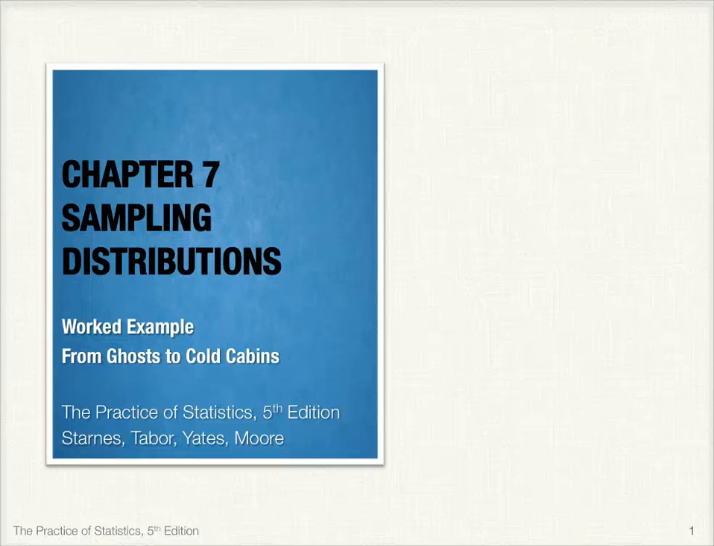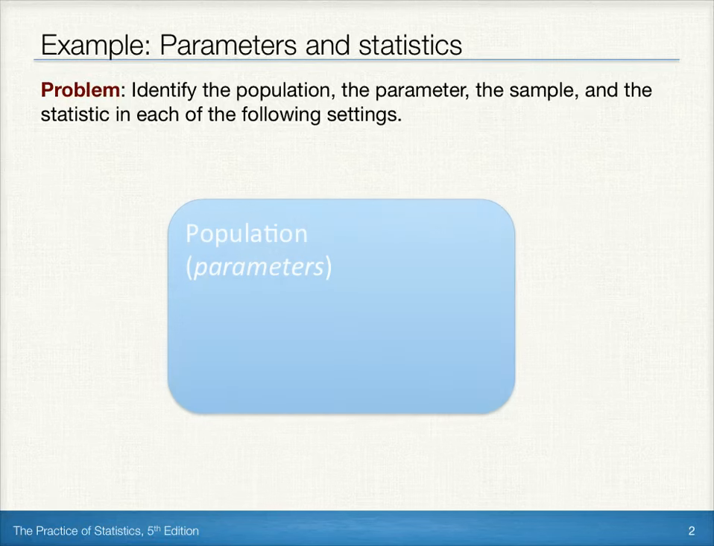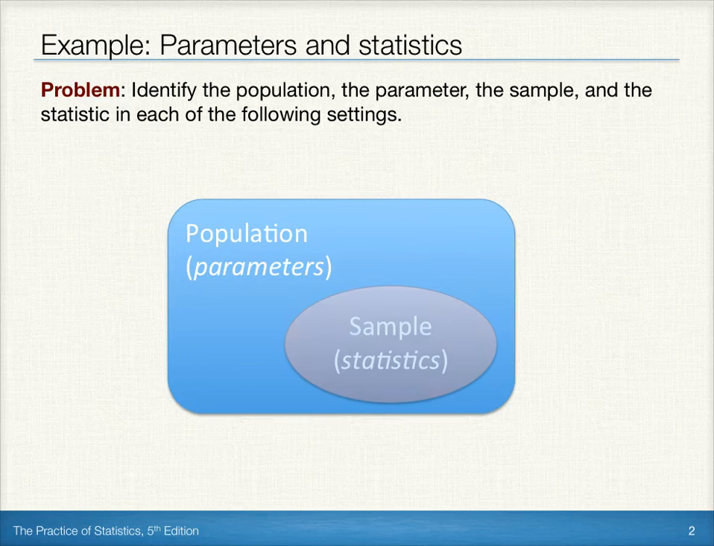In this example, we'll take a look at parameters and statistics. The problem we have here is to identify the population, parameter, sample, and statistic in a variety of settings. Recall that a parameter is a value that describes a characteristic of a population. Normally, we don't know what that characteristic is because we can't measure every single element of the population. So we take a sample.